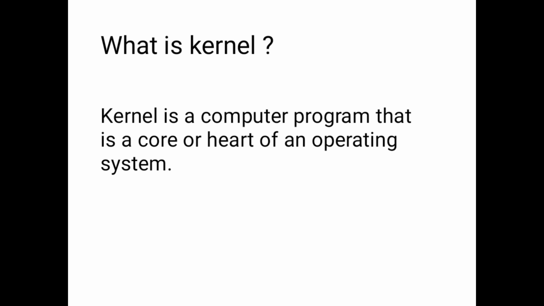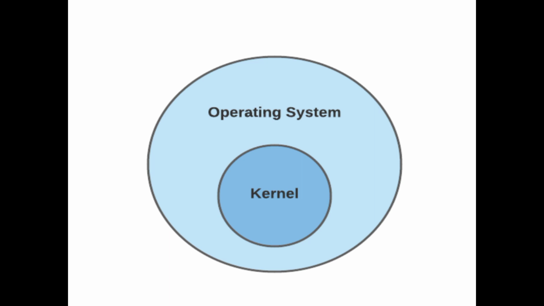And the main tasks done by kernel are: it manages memory, manages tasks, and device management. These are the tasks done by the kernel. Okay, so this is the systematic diagram of any operating system with the kernel. Here the kernel is the core of any operating system.